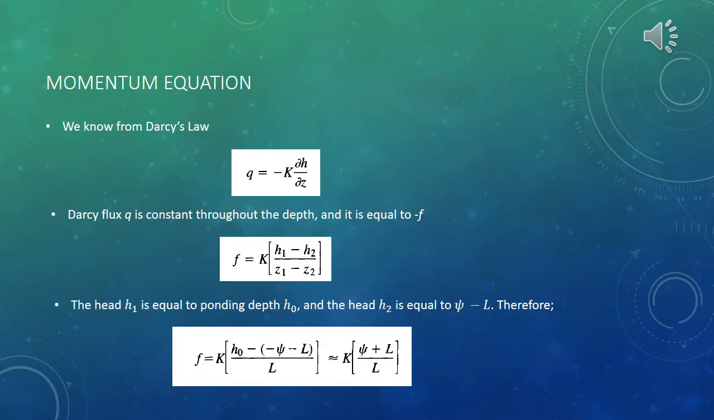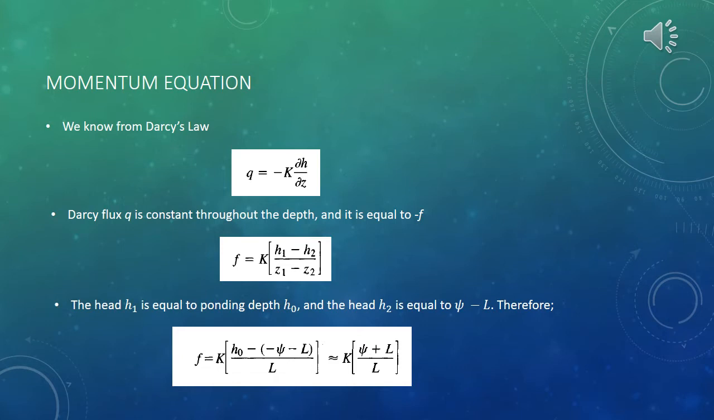Let's jump to the momentum equation. We know from Darcy's law that the Darcy flux is equal to minus the hydraulic conductivity times the first derivative of the total head with respect to elevation. The Darcy flux Q is constant throughout the depth, as you remember from the last lecture. Right now the infiltration is downward, so we can consider Q as minus F.